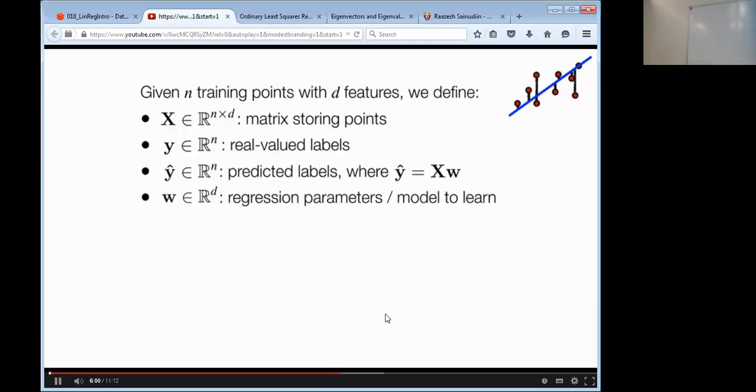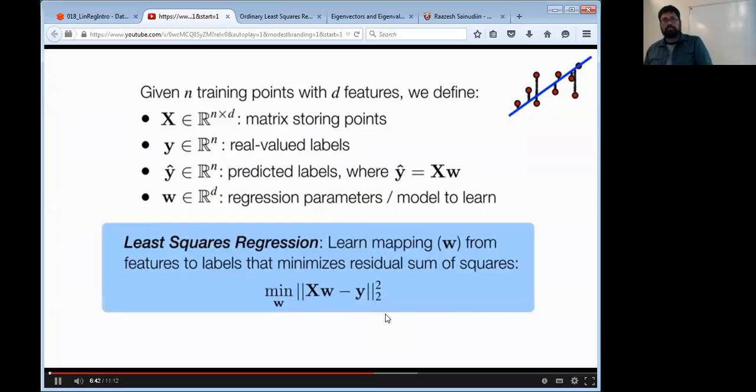Similarly, we can define y hat as an n-dimensional vector storing the predicted labels for our training points. And as before, we define w as the d-dimensional parameter vector or regression model that we want to learn. Note that the vector y hat is defined as the product between the matrix X and the model w. To understand why this is the case, remember that the predicted label for a point is the inner product between w and its features, lowercase x. And by definition of matrix vector multiplication, each component of y hat corresponds to one of these inner products.